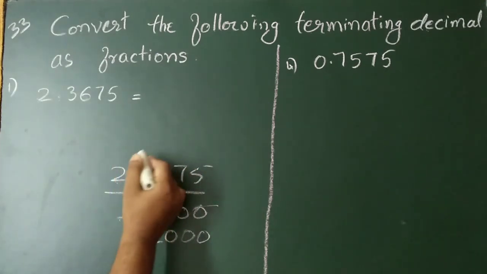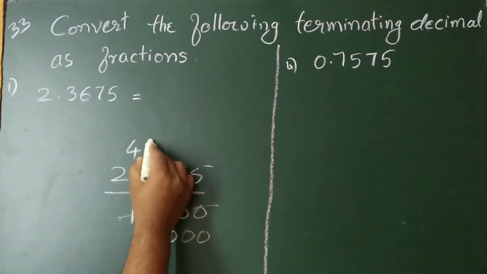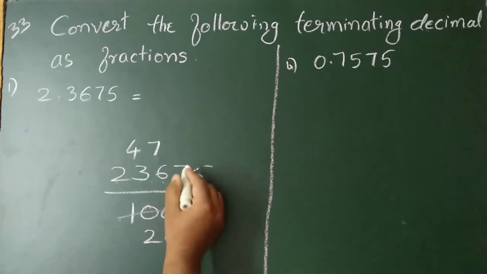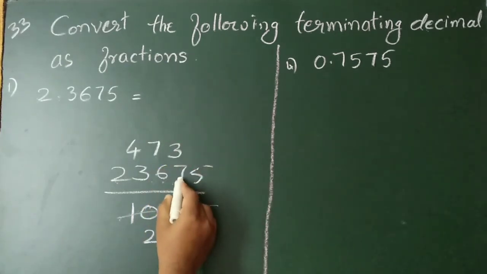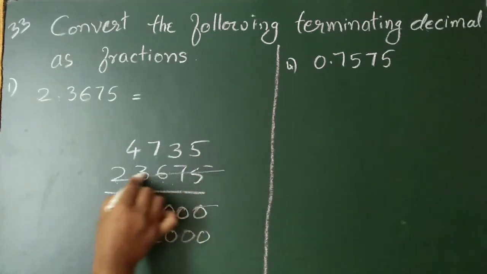5 4s are 20, 3 remains. 36. 5 7s are 35, 1 remains. Then 17. 5 3s are 15, so 2 remains. 25. 5 5s are 25.